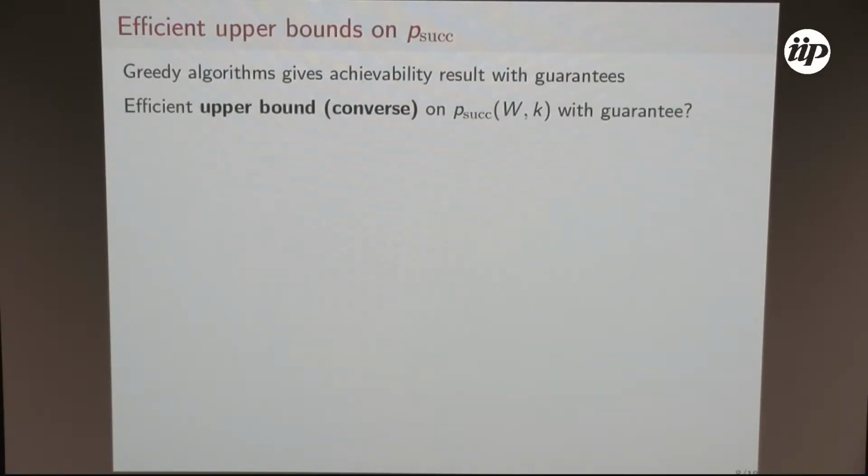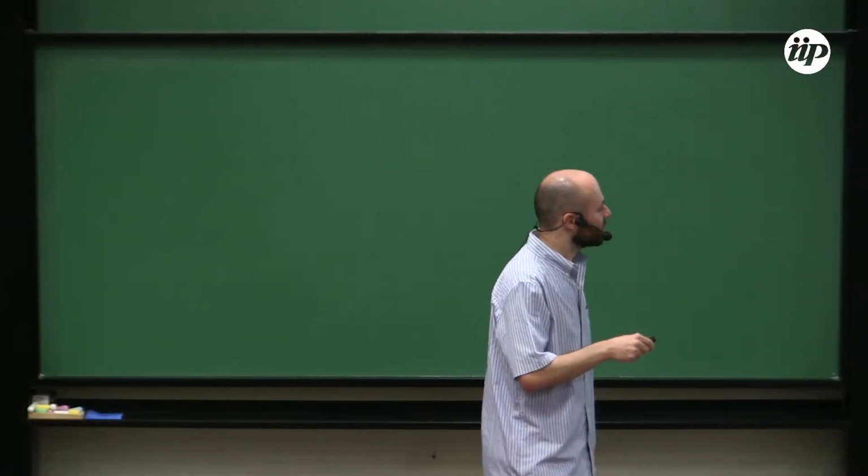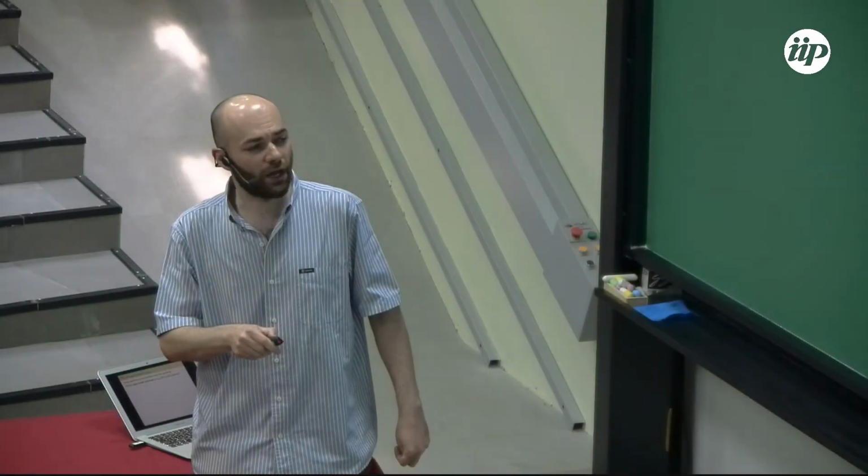Okay, so let's now move on. You see this greedy algorithm gives you a lower bound on the optimal success probability, because it gives you a code which achieves some success probability. It gives you possibility results. Now suppose I'm interested in impossibility results, saying that you cannot achieve a success probability higher than something. This is called a converse in information theory. Suppose I want to find upper bounds on the optimal success probability.